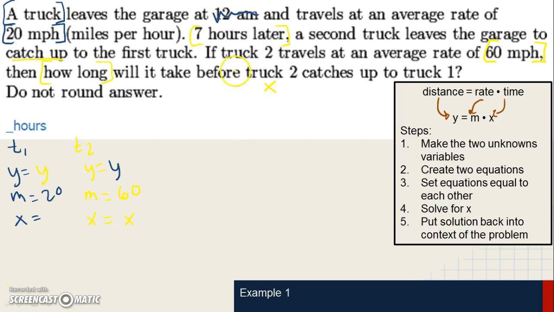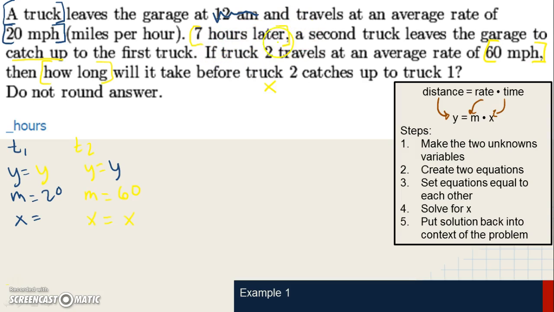So if truck 2 travels, let's say, for example, 2 hours, then what does that mean truck 1 traveled for? Well, if truck 1 is leaving and then 7 hours later truck 2 leaves and only goes 2 hours, that means truck 1's time has got to be 2 hours at least, plus it left 7 hours before truck 2. So 2 hours plus 7 would be 9 hours.